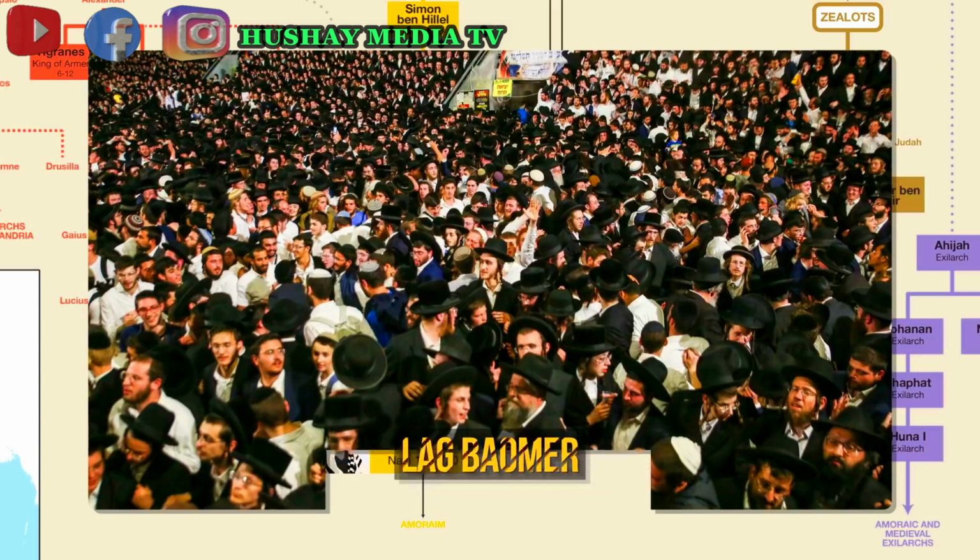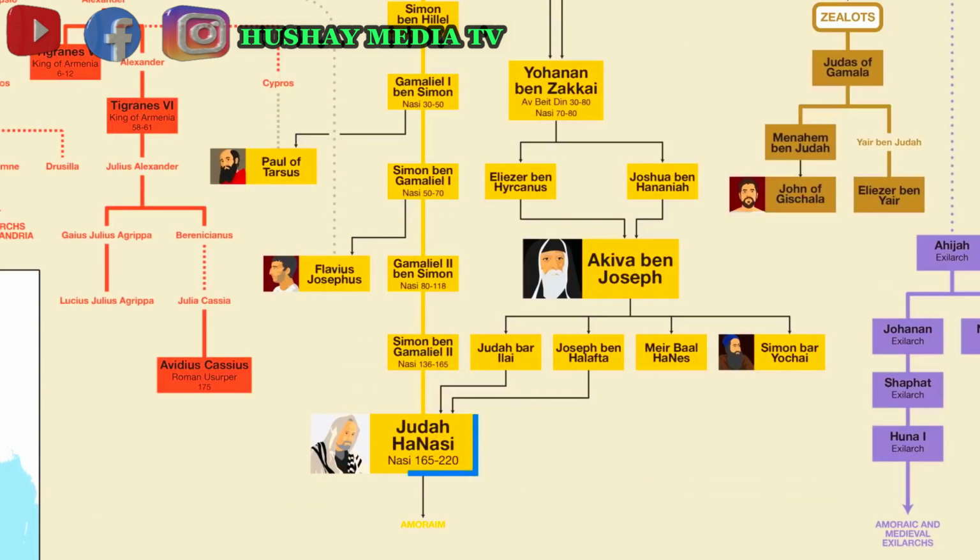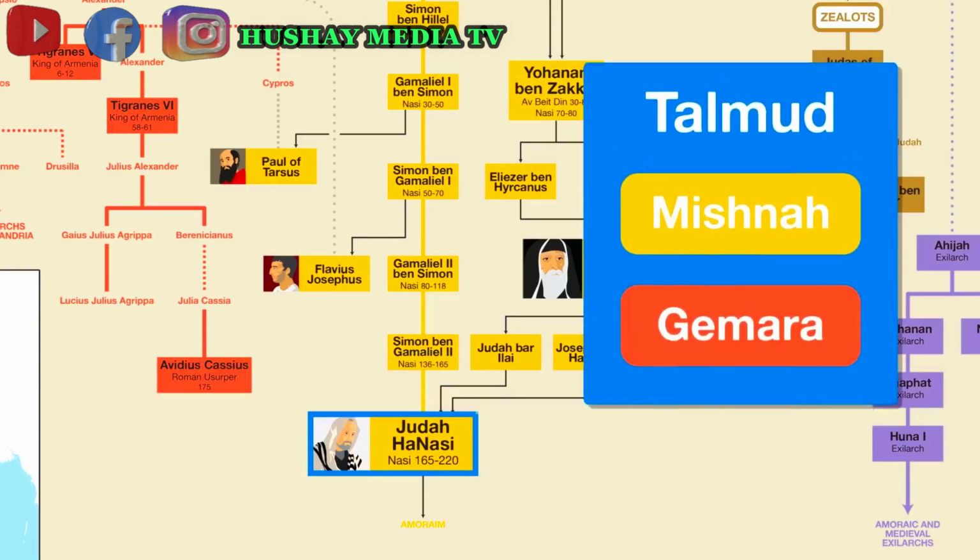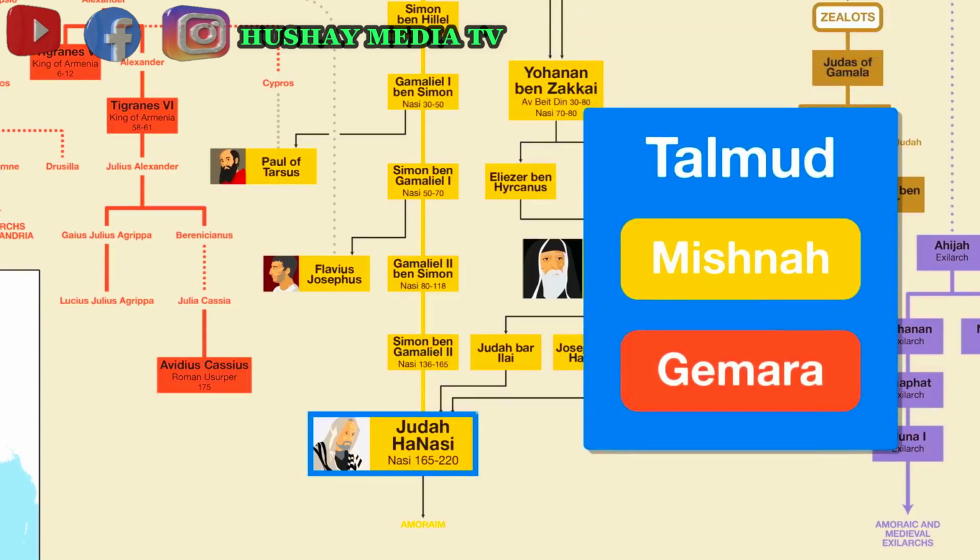Okay, we now come to Judah Hanasi, son of Simon ben Gamliel II, which means that I can finally explain to you what the Talmud is. The first thing you need to know is that the Talmud actually has 2 parts, the Mishnah and the Gemara.